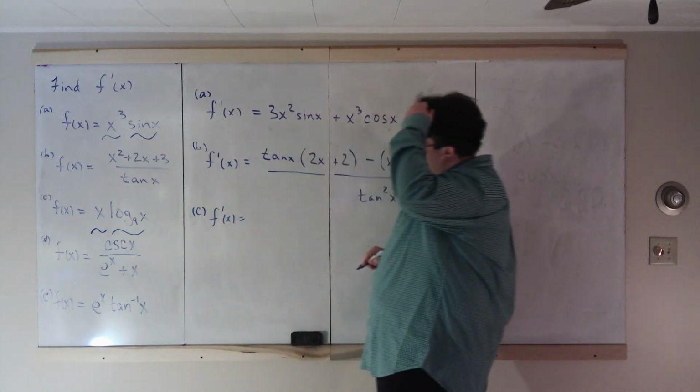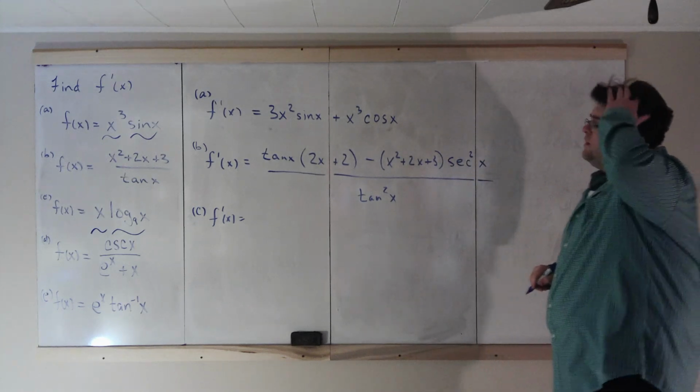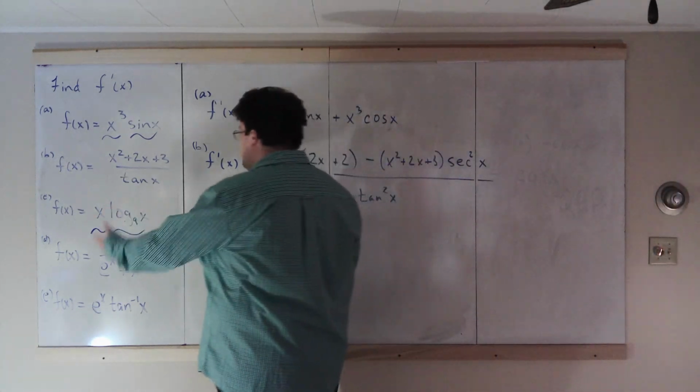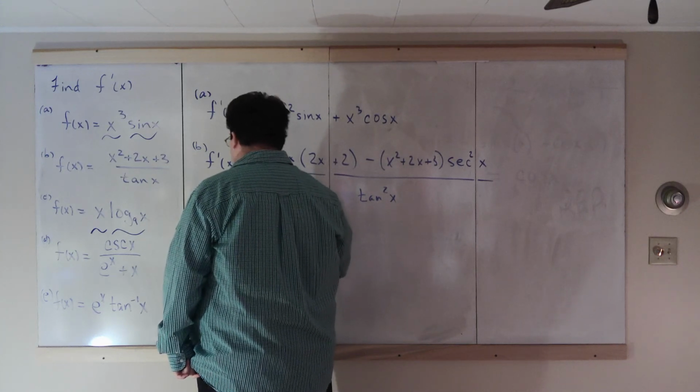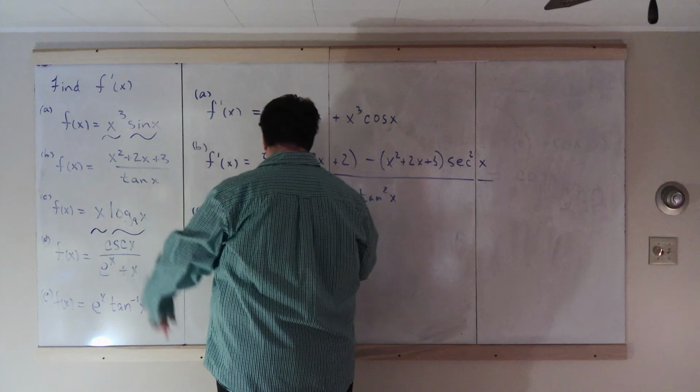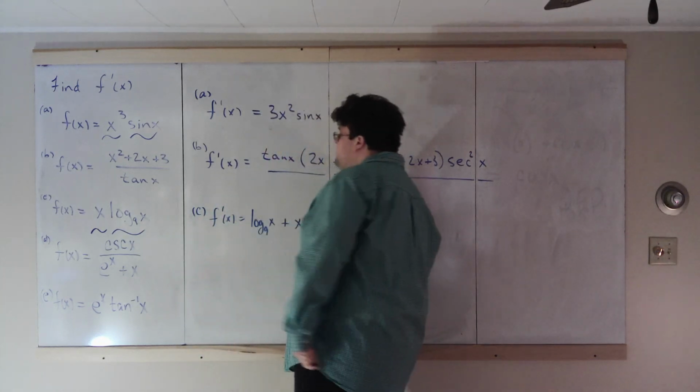So what do we get? Well, derivative of x is 1. So derivative of x is 1 times the second, log of x with base 9, plus the first, which is x. What's the derivative of log of x with base 9?